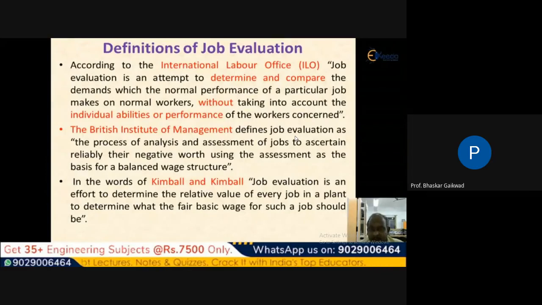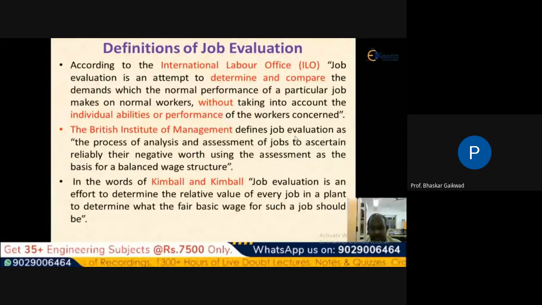I am going to have my wage structure, but I am going to rely on their negative worth also. When a job is done, it can have both positive and negative impacts. Normally these positive impacts are kept in mind to pay the salary. Here, I am going to assess the job based on the negative worth of the job also. So the assessment has to be done both positively and negatively. So this is one way.